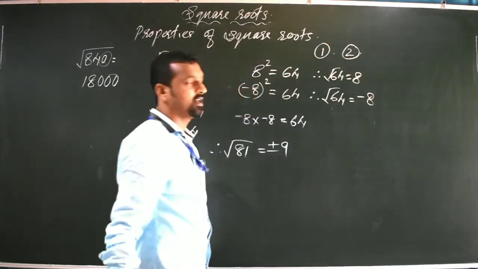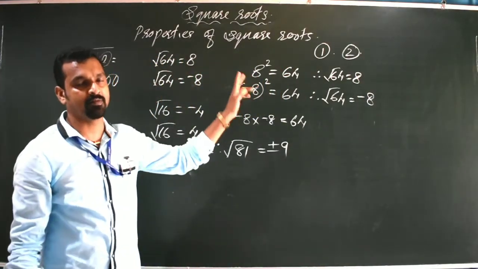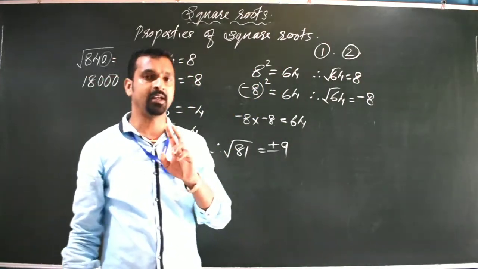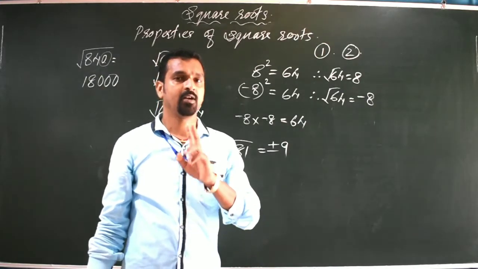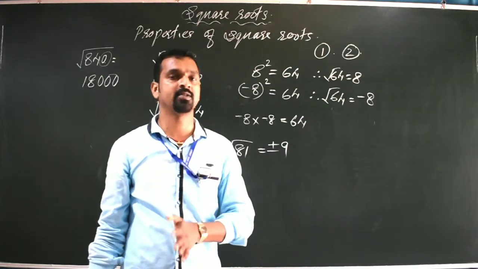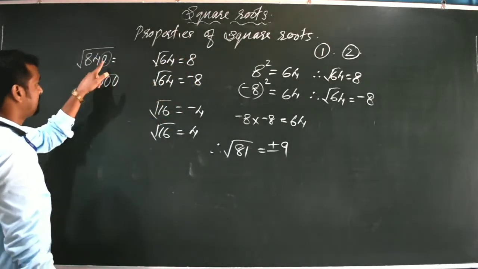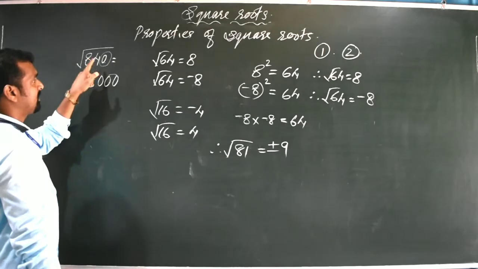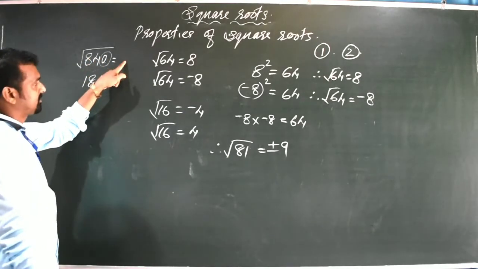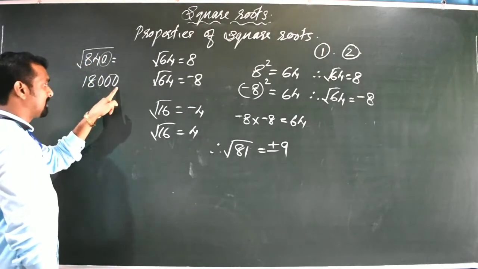First property is that square root of a number can be both positive and negative. Second property, if a number ends with an odd number of zeros, then it does not have a square root. That is, square root of 840, it does not have a square root. Then 18,000, 3 zeros are there.